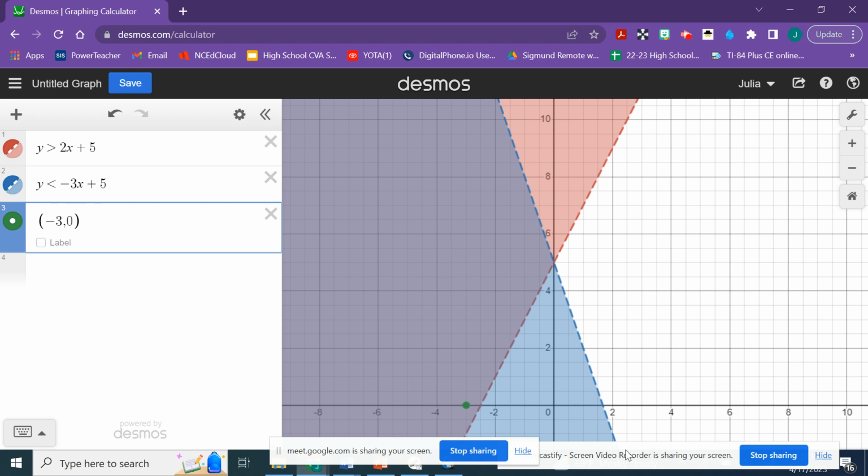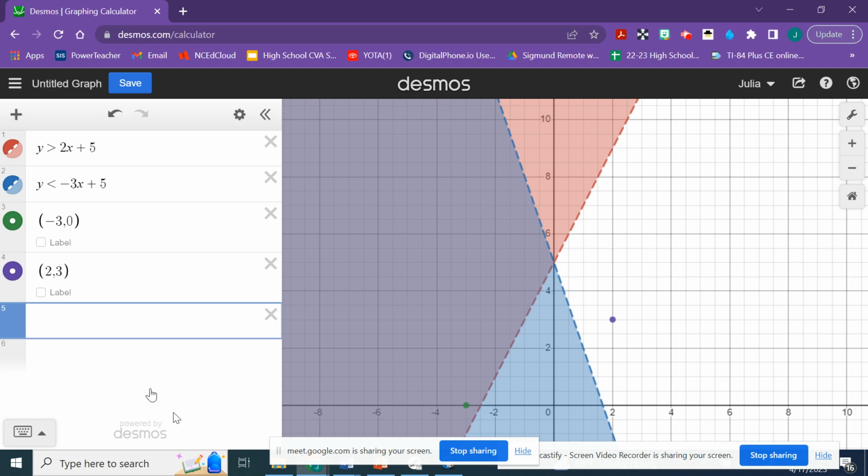So (-3, 0) is in the overlap, right? So it is going to be a solution to the system because it's in that overlap. Just to make sure we don't jump too fast and make a silly mistake, the next one they wanted us to check was (2, 3). Why is (2, 3) not a solution to the system?